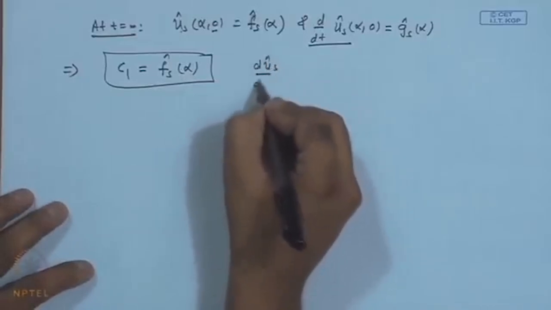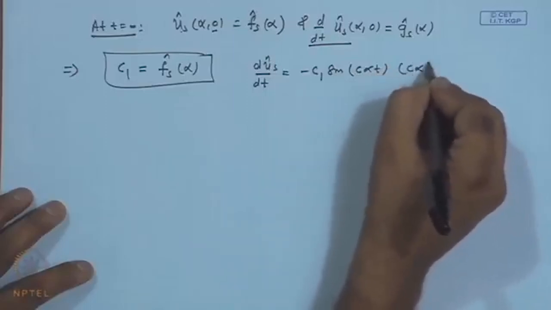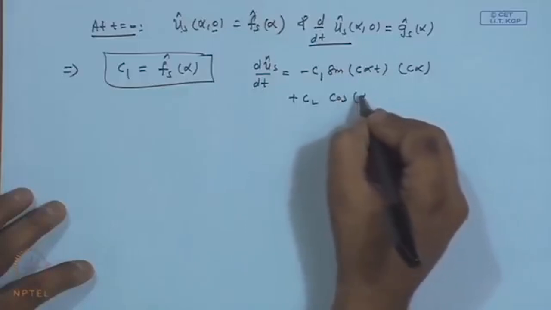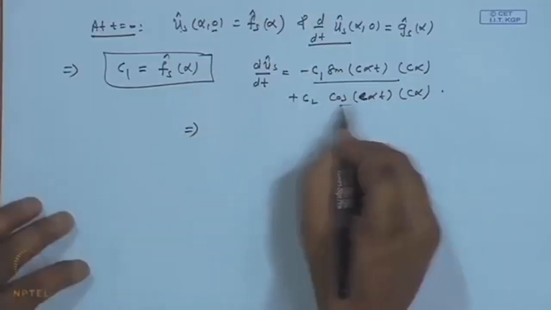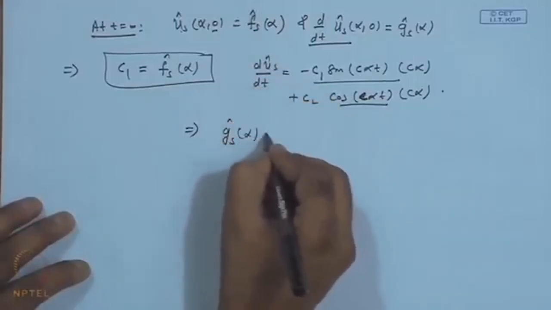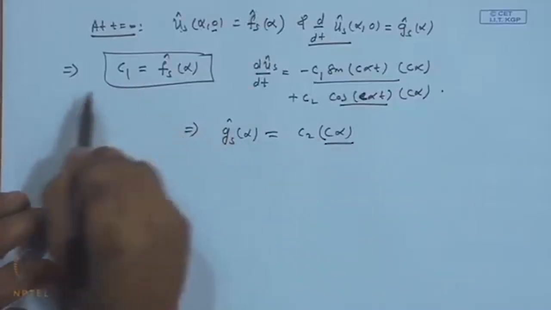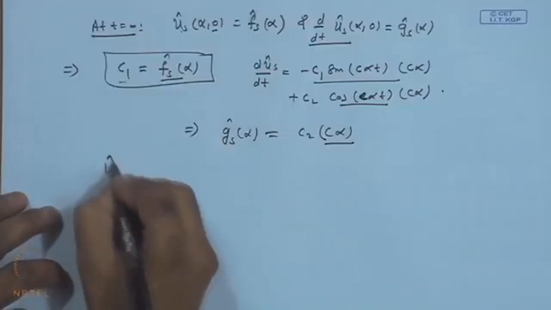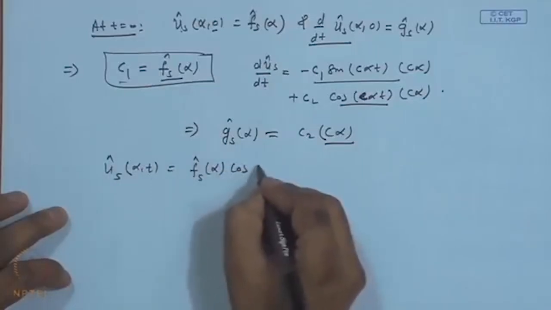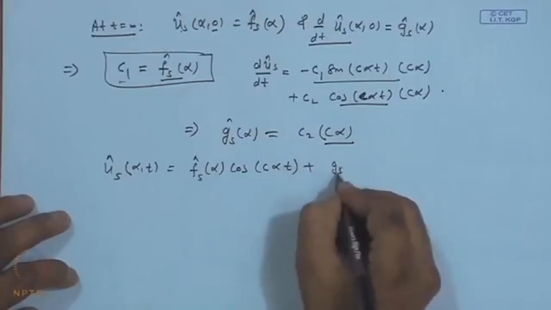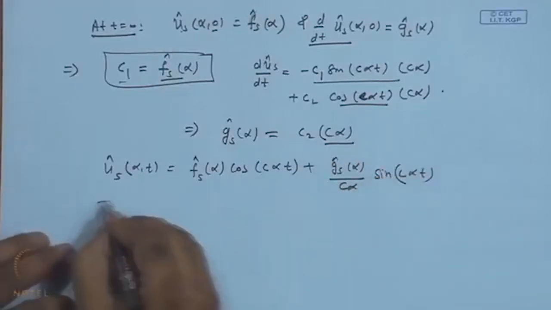So, we have d u_s hat over d t is minus c 1 and, the derivative of cos being sine, sin(c alpha t) times c alpha, plus c 2 cos(c alpha t) times c alpha. So, if we put t equal to 0, this will disappear. This is 1 and this is g_s hat(alpha) is equal to c 2 times c alpha. So, c 2 is g_s hat(alpha) over c alpha, and c 1 is this. So, we can get now the solution u_s hat(alpha, t), that is f_s hat(alpha) cos(c alpha t) plus g_s hat(alpha) over c alpha times sin(c alpha t).